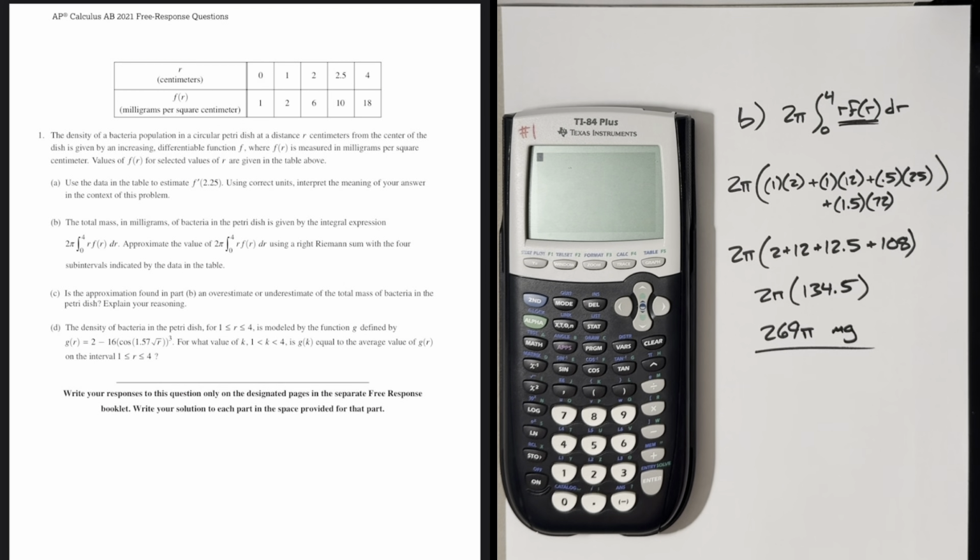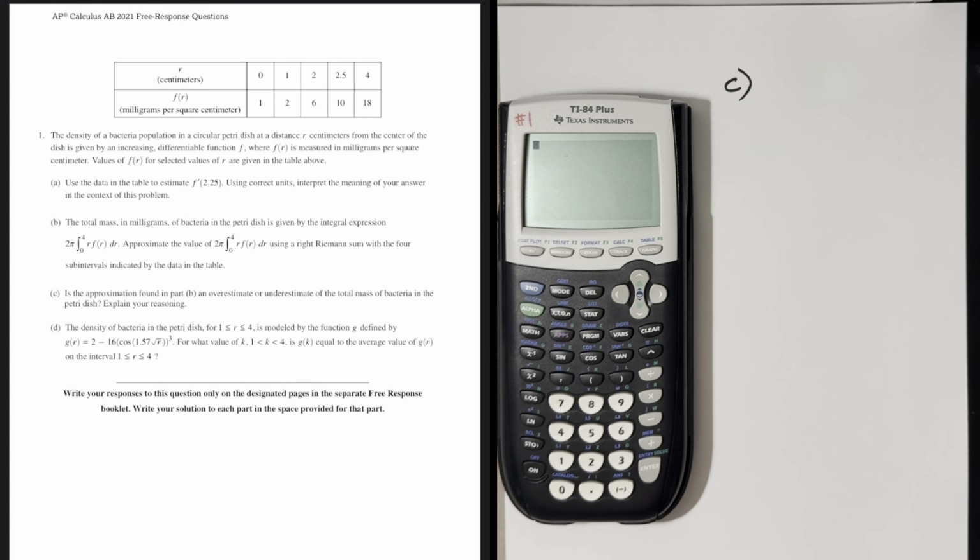We're speeding along pretty nicely on this one. I say that as we're 11 minutes into this video, so maybe I need to speed things up a little bit. So let's keep it moving. Part C. Let's check this one out. It says, is the approximation found in part B an overestimate or underestimate of the total mass of bacteria in the Petri dish? Explain your reasoning.